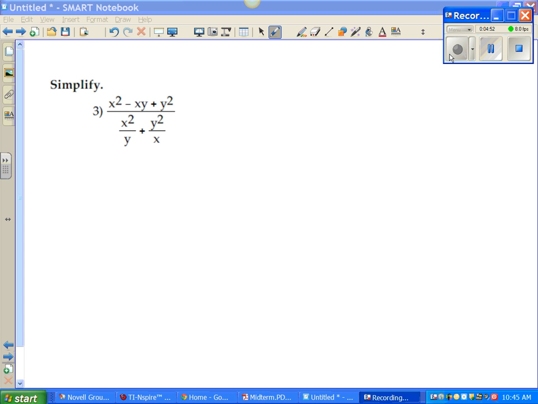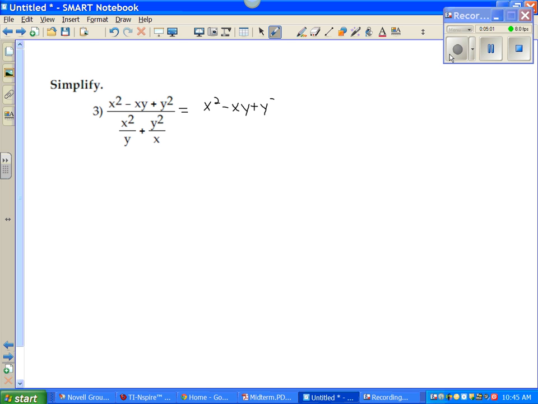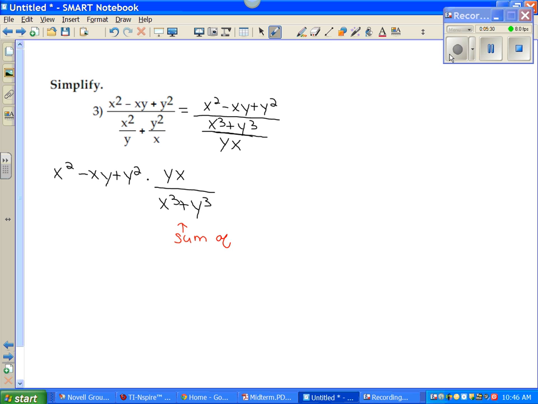Okay, so you need a common denominator in the denominator, right? What's that going to be? Yeah. xy or yx, doesn't make a difference. x cubed plus y cubed. Yes. Okay. So now we can do what? Yeah. Now, here's the key. This is sum of two perfect cubes. Who remembers how to factor that?